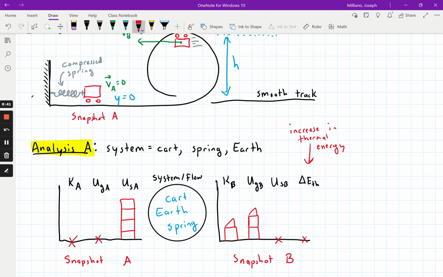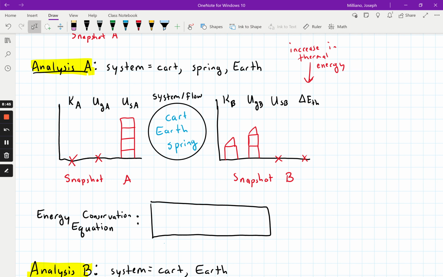All right, now that we've done our bar chart and we've thought about it, we're set to write an equation for energy conservation. What we're going to say from this equation is that in snapshot A, there is spring potential energy, 4 blocks of it, and that's equal to, in snapshot B, the sum of the kinetic energy and the gravitational potential energy. In other words, this is saying that the 4 blocks we started with is equal to the 1.5 blocks in the kinetic energy in the end, plus the 2.5 blocks in the gravitational potential energy afterwards. So that's our idea for what's going on here.